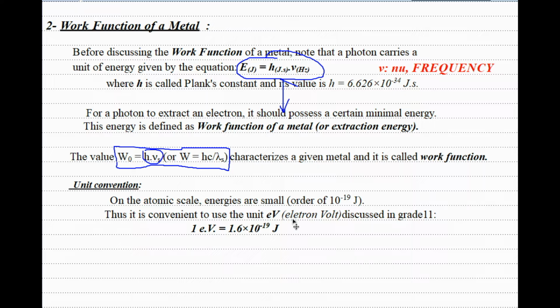We might have discussed this in grade 11. Okay? 1 electron volt is 1.6 times 10 minus 19 joules. Once again, this will always be given. So you notice that the electron volt is a very low value energy. It's 10 minus 19. Okay? So this is what I need to know so far.